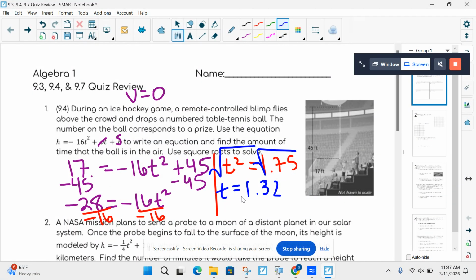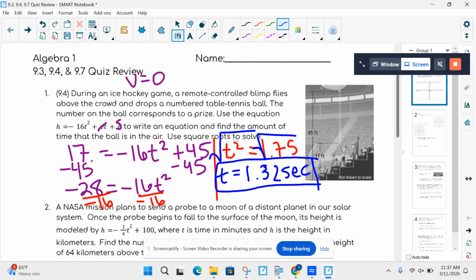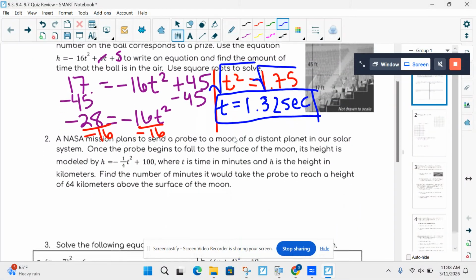But back to what I was saying, normally when we take a square root of a number, if it's not a word problem, we will do plus or minus. But since this is a word problem, you can't have negative time. So you're just going to have positive 1.32 seconds for your answer. If you graph the equation, it would still intersect at positive and negative 1.32, but we're not graphing. Time starts at 0.